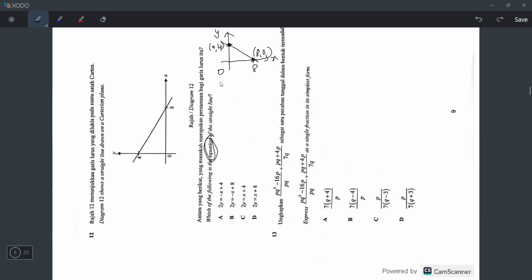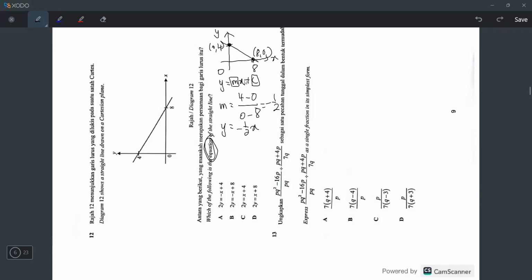Find the equation. So equation of a straight line, we always write like this: y equals mx plus c. The y and x are useless. We need the m and the c, because if we want the equation, we just substitute the m and c. But how to get the m? It's simple. Just use the gradient formula: difference in y over difference in x. So 4 minus 0 over 0 minus 8. You can also take 0 minus 4 over 8 minus 0. So the answer is negative 1/2. So m is negative 1/2, y equals negative 1/2 x plus c.